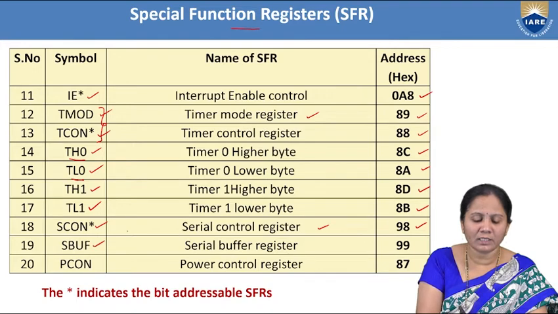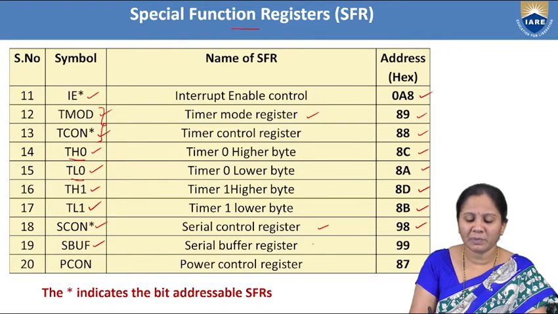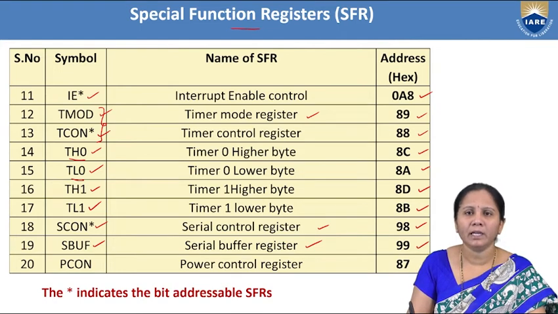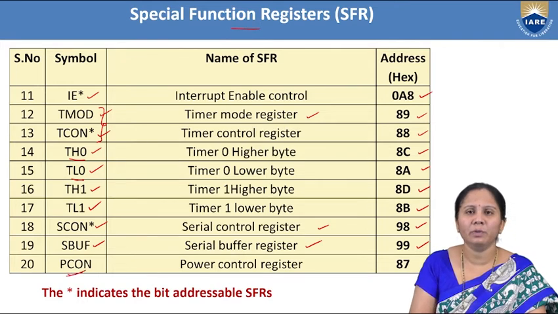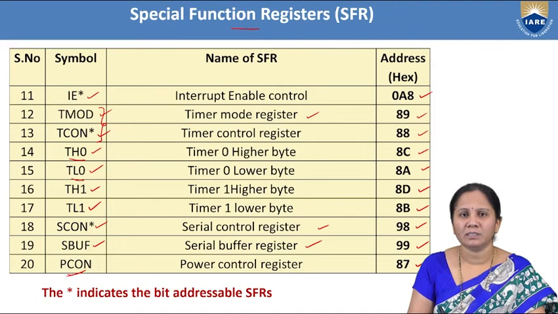And another register is SBUF. SBUF represents the serial buffer register and its fixed address is 99H. And this is the last register, which is called PCON, the power control register, in order to control the power, and its fixed address is 87H. So all these are the fixed addresses for these special function registers. In order to access these registers, it is possible with the help of all these fixed addresses.